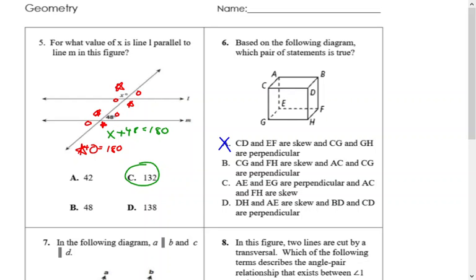So for B, we have CG, which is here, and FH, which is here. They are skew. That's true, they are. They're never going to intersect, but they're not parallel. And then to make this one true, we also have to satisfy AC, which is here, and CG, which is here, that they need to be perpendicular. They are perpendicular. They would be the side of that face of the box. So B would be your answer.